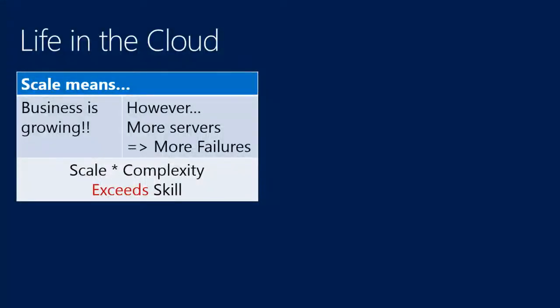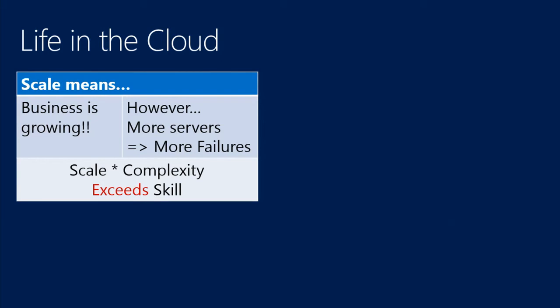Now let's talk about life in cloud. Everybody is moving to cloud. There's a lot of virtualization happening. And cloud is essentially needed for scale. Businesses are growing. You want to scale. Scale means you have more infrastructure to manage, more servers. That means you will have more failures. Additionally, your applications are becoming complicated. They are more complex. So given this multiplication of scale and complexity, that exceeds current IT pros' skills. And the rate at which these things are growing, the skill set cannot grow with the same pace.